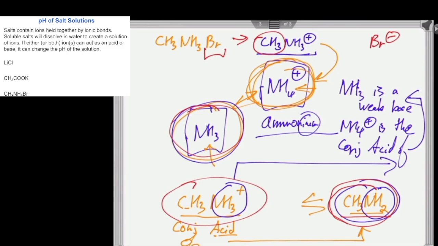So now, back to our final part. If I'm adding this species, CH3NH3+, it is a conjugate acid. What do I expect is going to happen to the pH? I am adding a conjugate acid to the solution. Therefore, the pH of that solution will go up or down? Yeah, I'm adding an acid to this solution. Exactly.